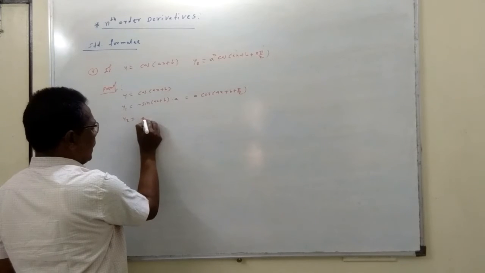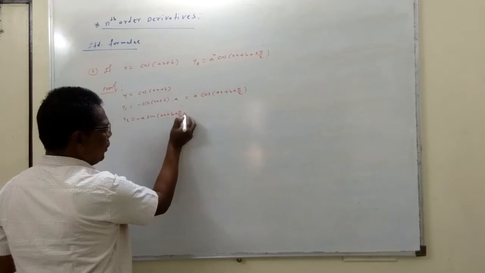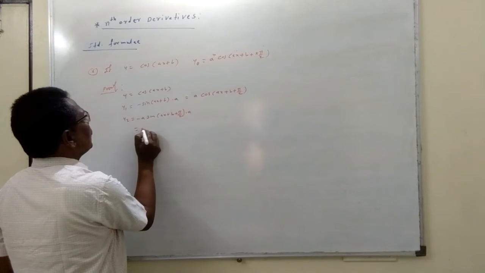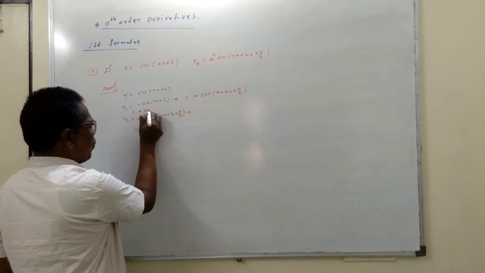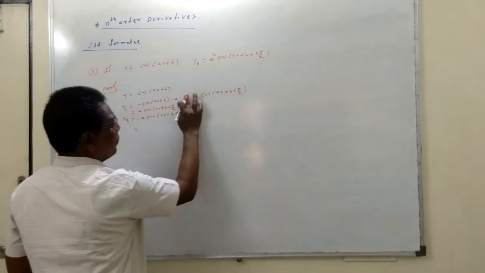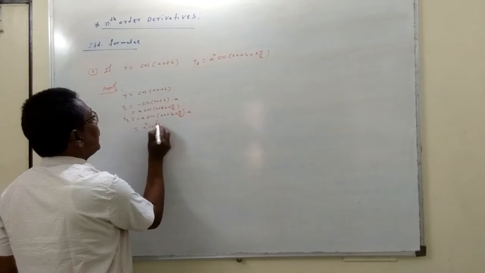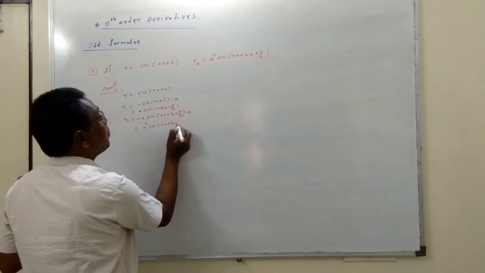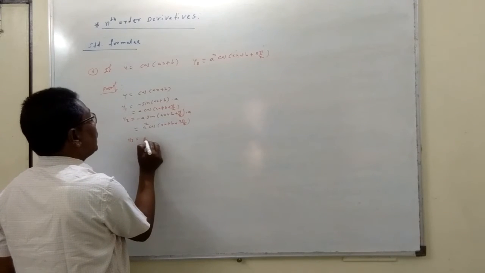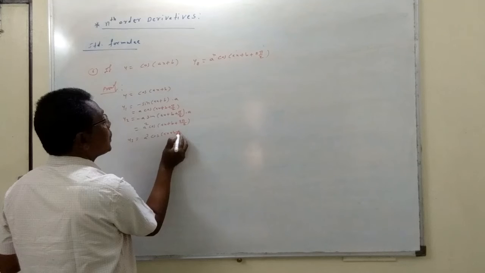So y2 is equal to a minus a sin(ax + b + π/2) into the derivative of (ax + b), which is a. So we can standardize this result. I will write this as a cos(ax + b + π/2). So this is a² cos(ax + b + 2π/2). y3 is equal to, we can write, a³ cos(ax + b + 3π/2).